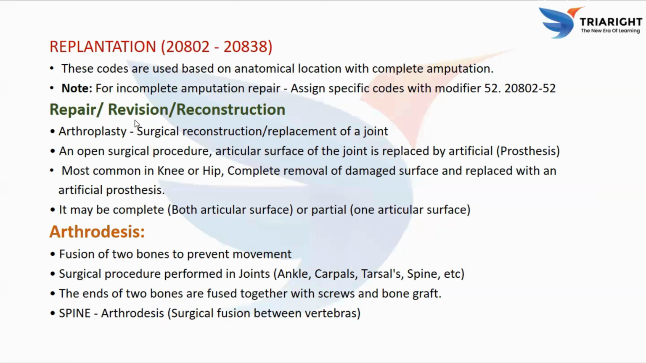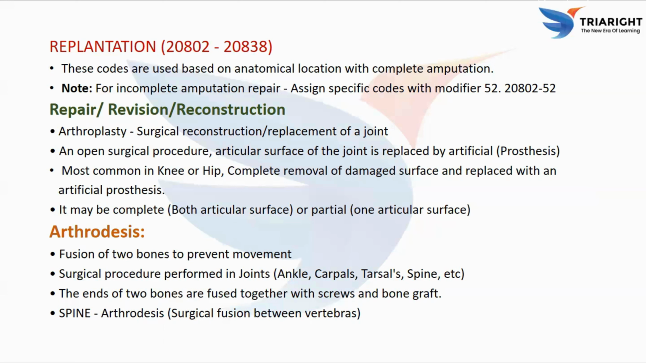Next procedure is repair, revision, reconstruction. So first, what is arthroplasty? It's a surgical reconstruction or a replacement of a joint. So it's an open surgical procedure. The damaged articular surfaces of the joint are removed in the arthroplasty, and again, it is replaced with artificial prostheses.